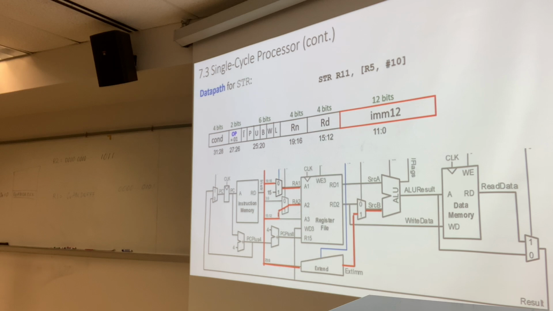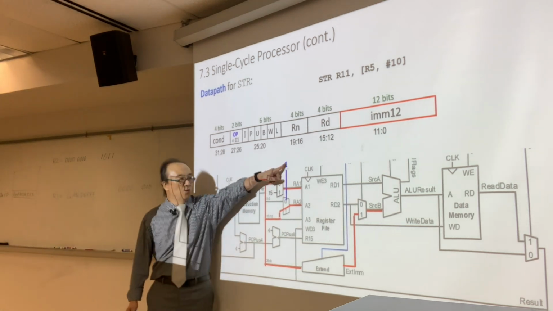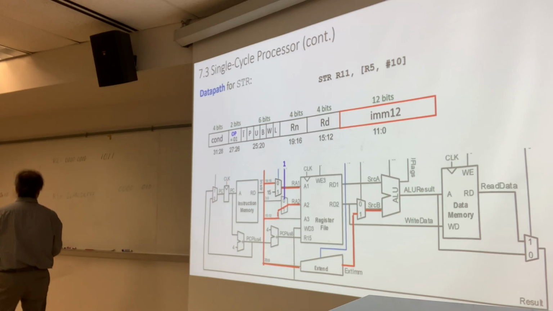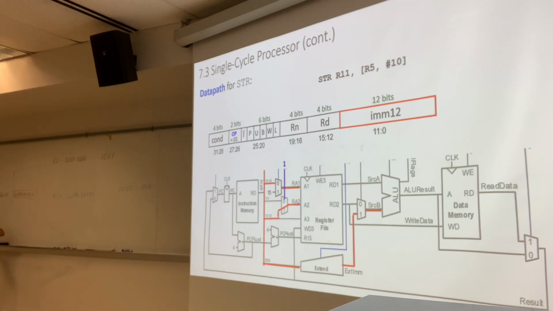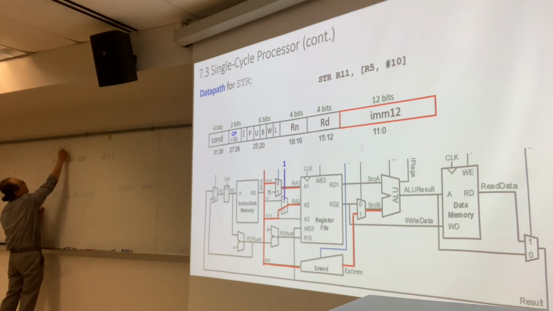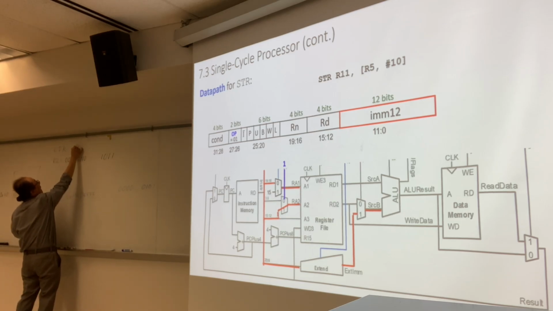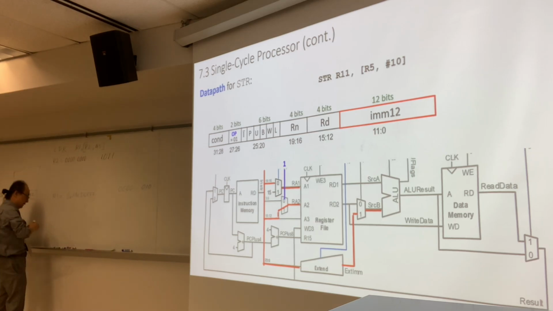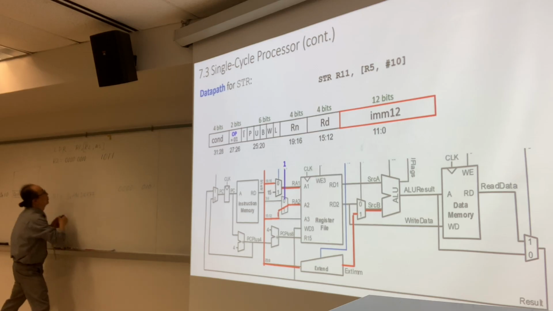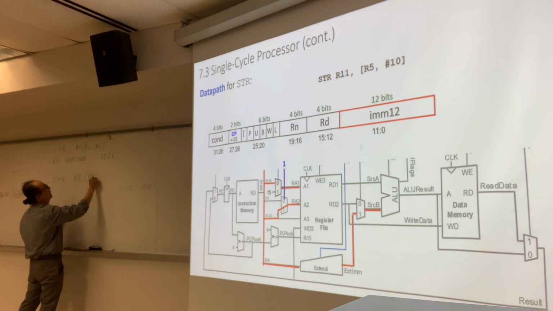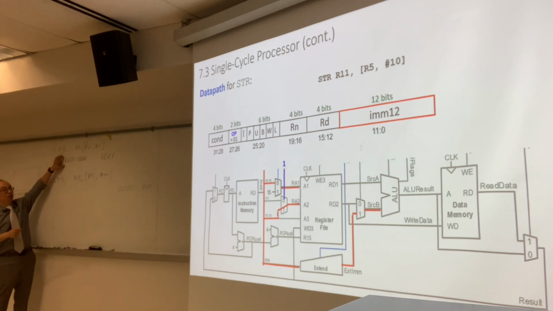Now for store, we have 1 to select this guy. Why? What's the difference between LDR and STR? So for this problem, we have LDR. What was the register number? R1, R2, number 5 offset. Now, this time, we have STR, R11, R5, number 10. What do we do in LDR?